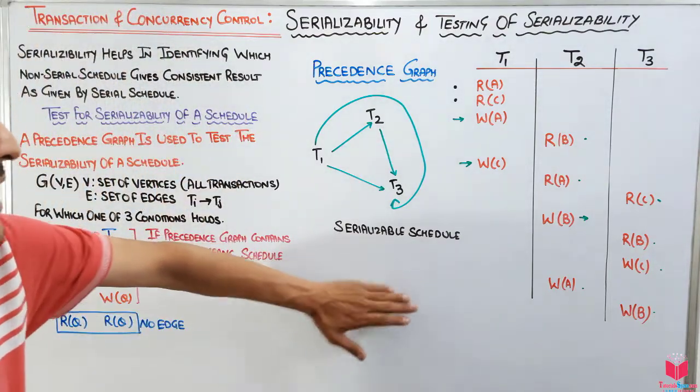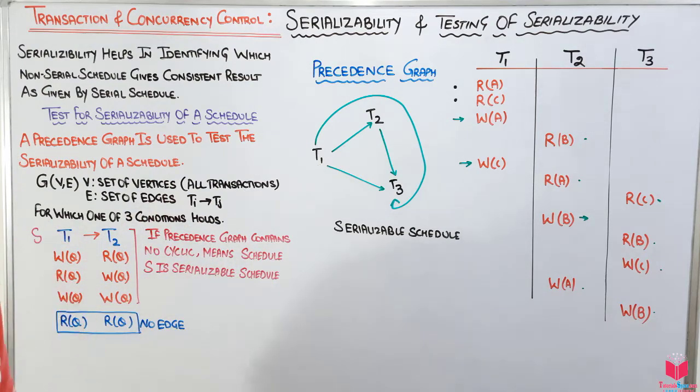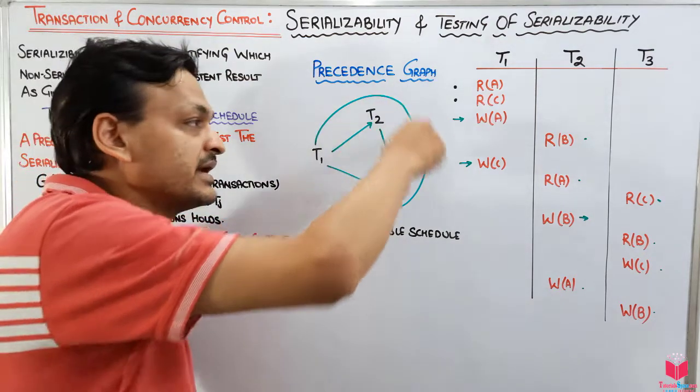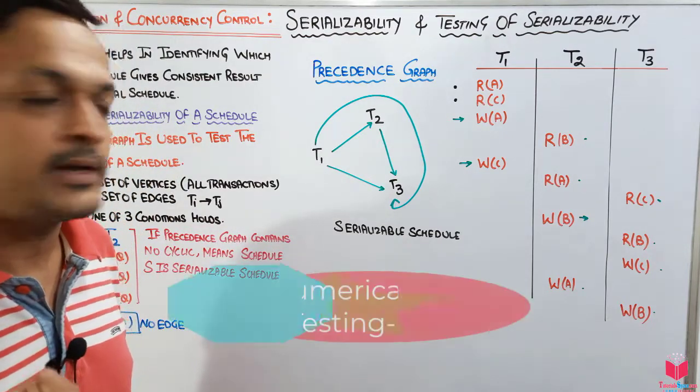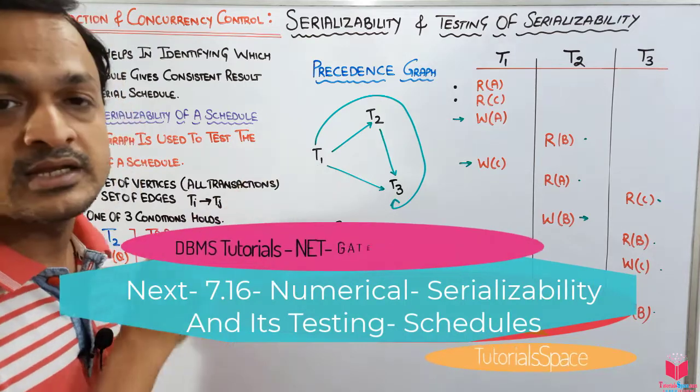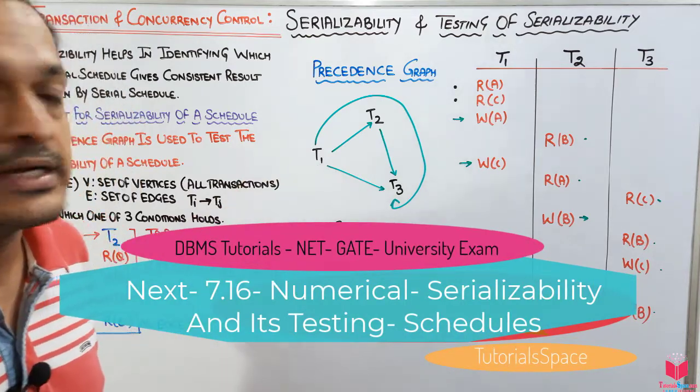But first of all, I will discuss one more example in which we will get the cycle in the precedence graph. So in the next video we will discuss a question or numerical in which we will get the cycle in that graph. Okay guys, so get ready for that question.